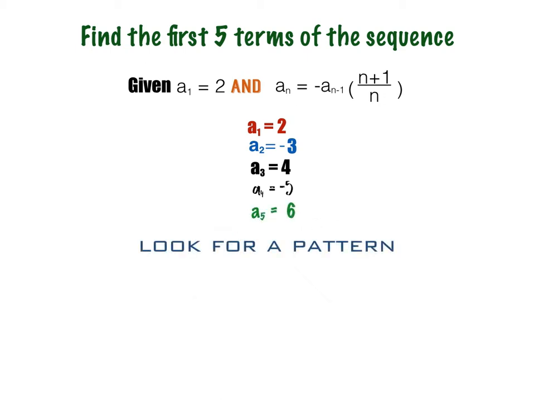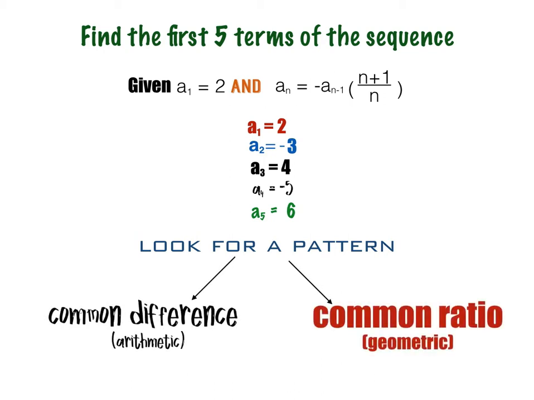So let's look for a pattern. Was there a common difference from a sub 1 to 2 to 3 to 4 to 5? If I go from a sub 1 to a sub 2, the difference is negative 5, because it's from 2 to negative 3. But then from negative 3 to 4, the difference is 7. And then 9, and then 11. So there's no common difference, so it's not an arithmetic sequence.